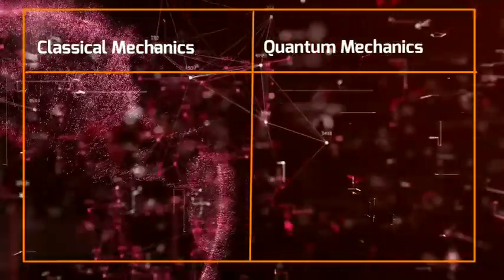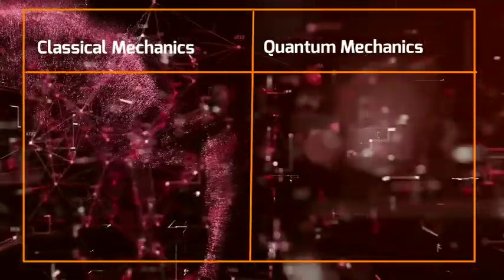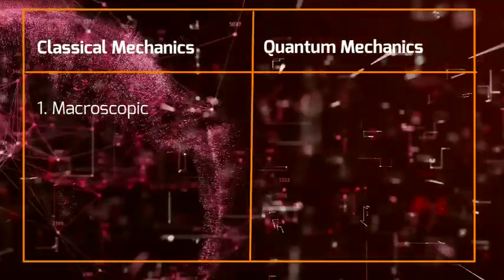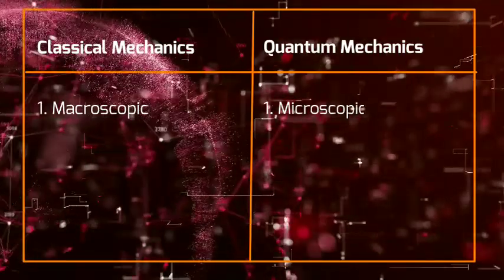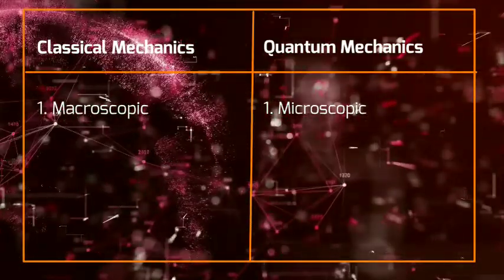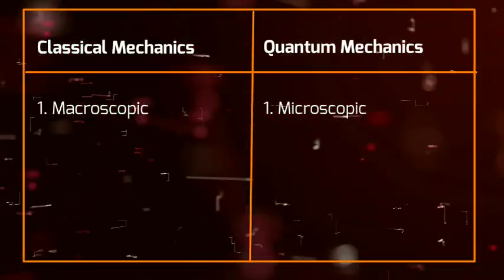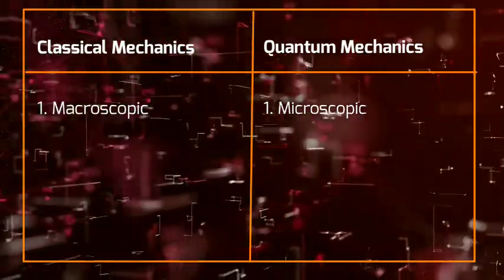Before that, first understand the difference between classical mechanics and quantum mechanics. 1. Classical mechanics deals with macroscopic particles, whereas quantum mechanics deals with microscopic particles. Means classical mechanics deals with objects which we can physically touch, but quantum mechanics deals with the atomic level.